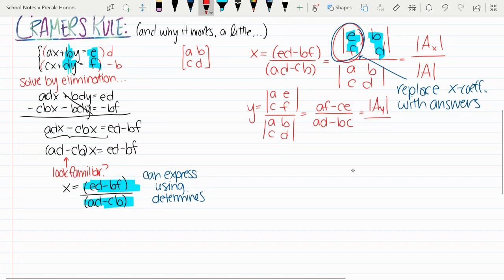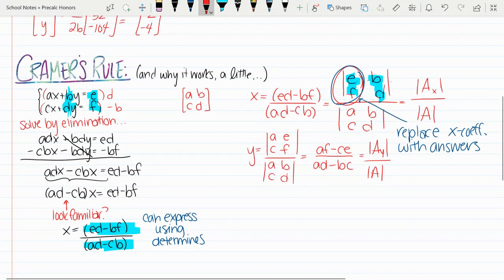They notate this using this notation. So A sub x would be the numerator to find the x value, A sub y would be the numerator to find the y value. So this is what we call Cramer's rule.